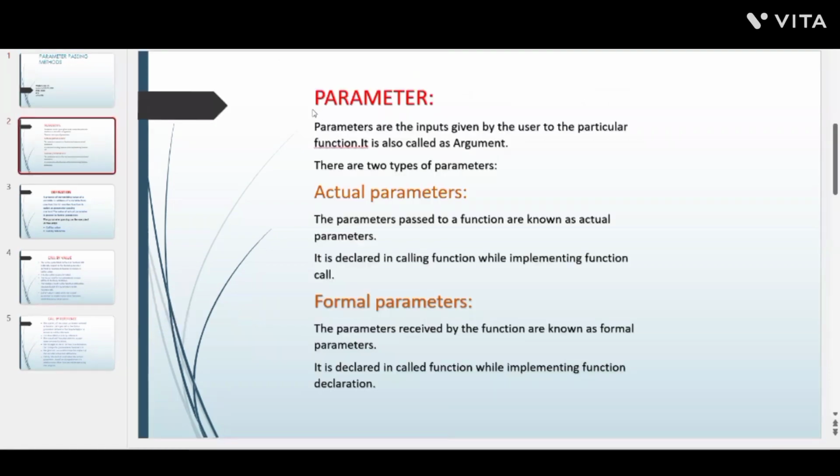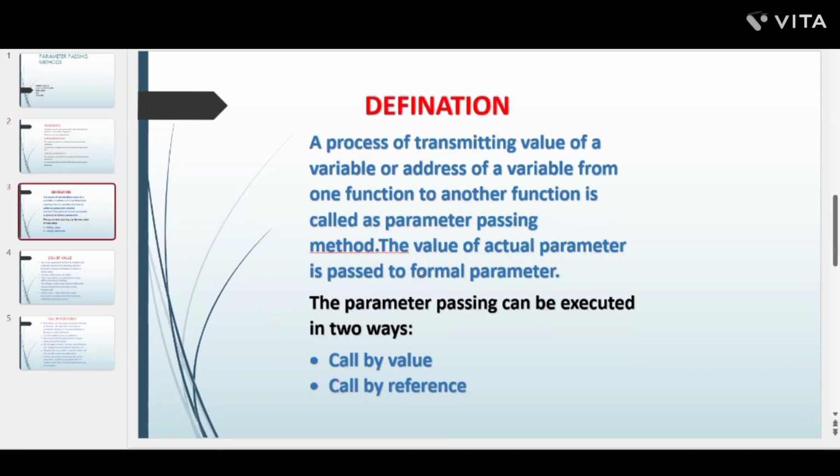First, we need to know about the parameter. Parameters are the inputs given by the user to a particular function. It is also called an argument. Parameters are of two types: actual parameters and formal parameters. The parameters passed to a function are known as actual parameters, whereas the parameters received by the function are known as formal parameters. Actual parameters are declared in the calling function, whereas formal parameters are declared in the called function, which is implemented in the function definition.